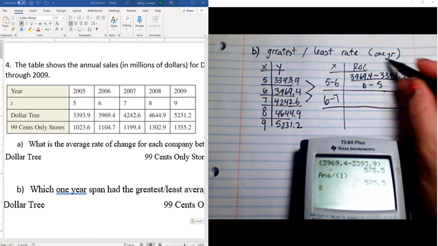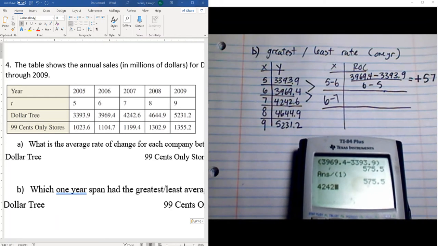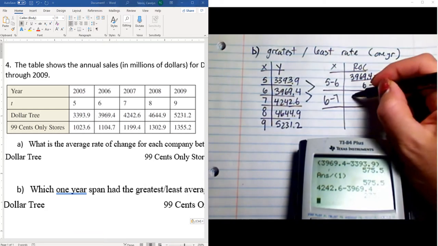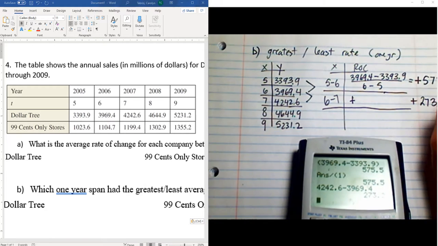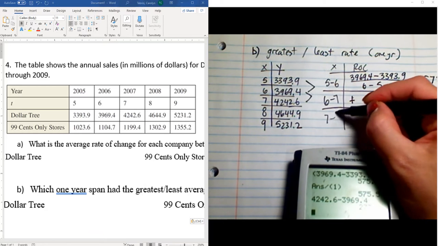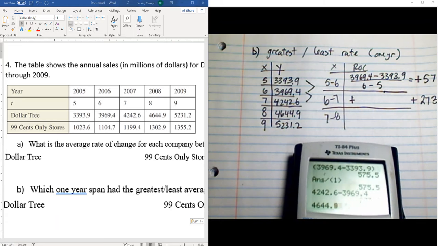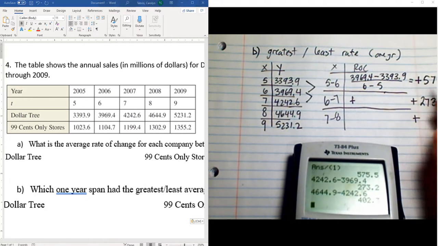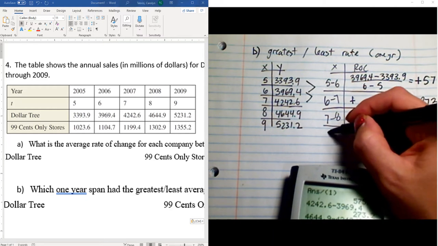Now I don't necessarily have to write this each time, but I am going to go ahead and show you. Okay, so 4242.6 minus 3969.4 divided by 1. So this is positive 273.2. And then I'm going to do 7 to 8. Okay, 644.9 minus 4242.6. Okay, 402.3. And then the last one, 8 to 9.